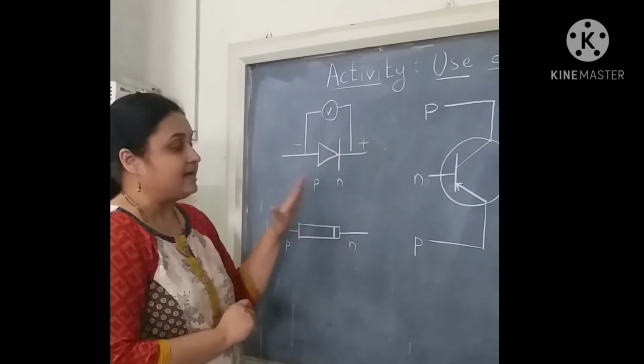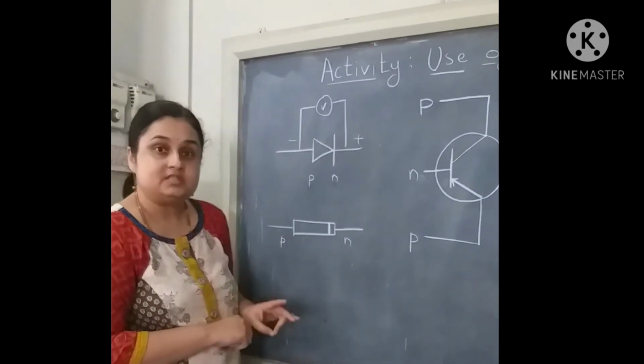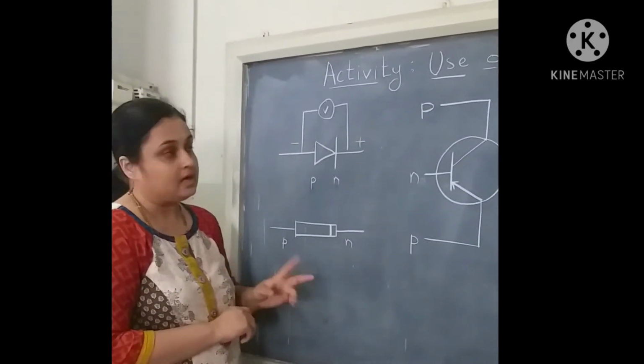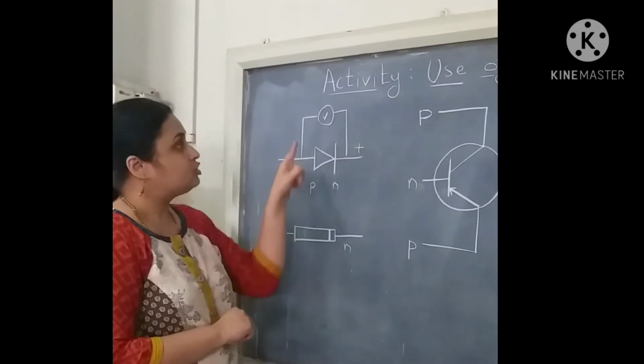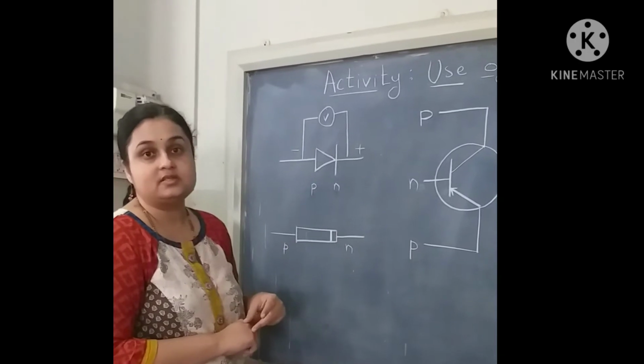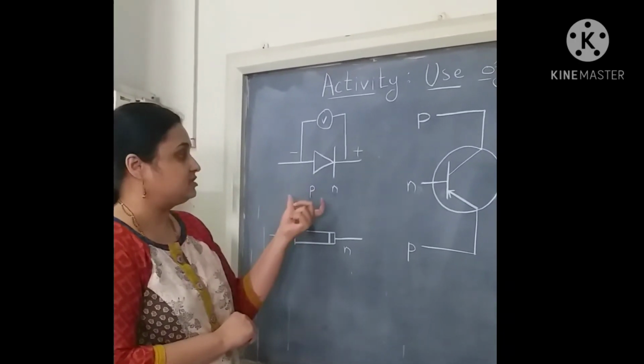This is the reverse bias case, and when a diode is reverse biased, it does not conduct. Current cannot flow through this diode. It is a reverse bias condition. So I will not get a voltage across this diode because it is reverse bias.